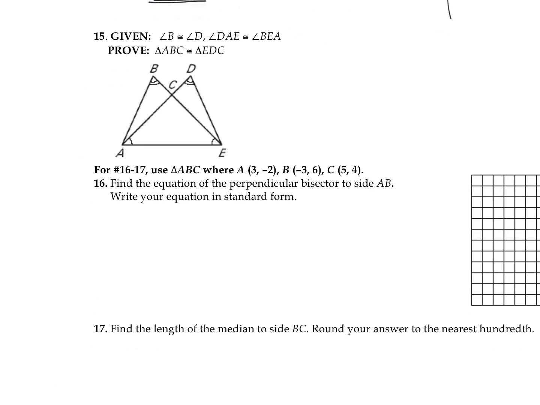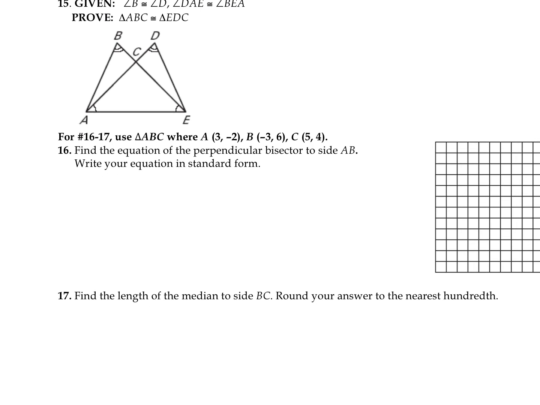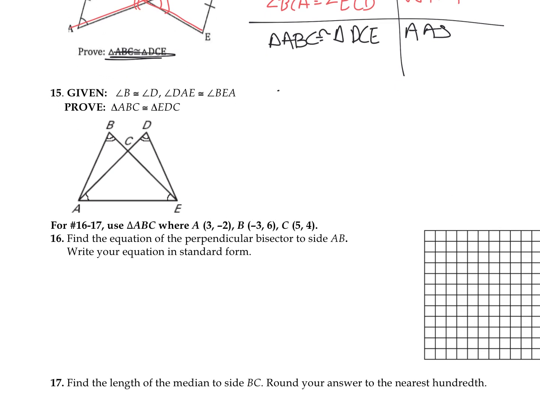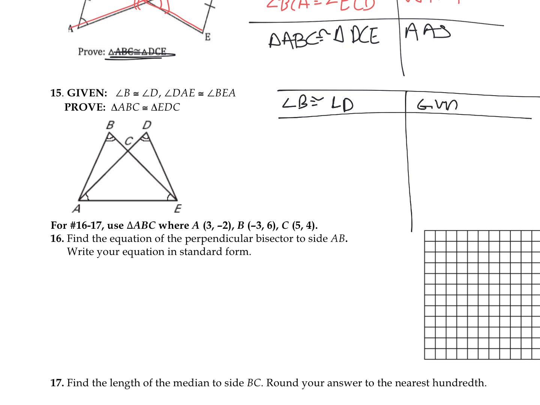15 is going to be our last problem from this portion, just because the rest of the problems aren't really relevant to us. So with 15, another proof. Again, we're just going to start off with my 2 columns. First thing, angle B is congruent to angle D. That's a given. Angle DAE is congruent to angle BEA. That's a given. Those are both marked off.